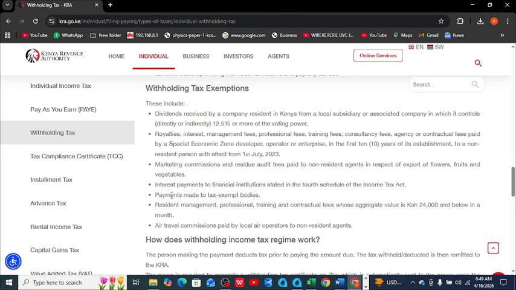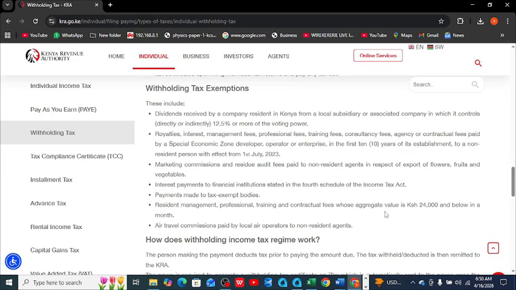Another exemption is payment made to tax exempt bodies. There are some tax exempt bodies which are exempted from withholding tax and are gazetted in the Kenyan Gazette and in the Act. There are also resident management, professional, training, and contractual fees whose aggregate value is shillings 24,000 and below in a month. So in case you offer management, professional or training services where the amount which you earn is below 24,000, withholding tax will not be deducted.